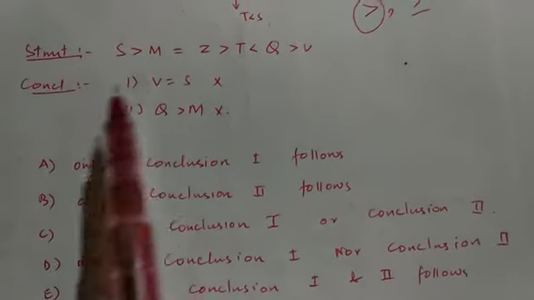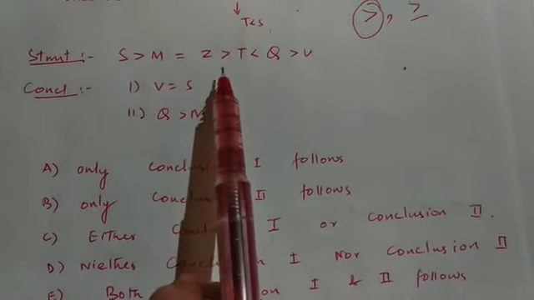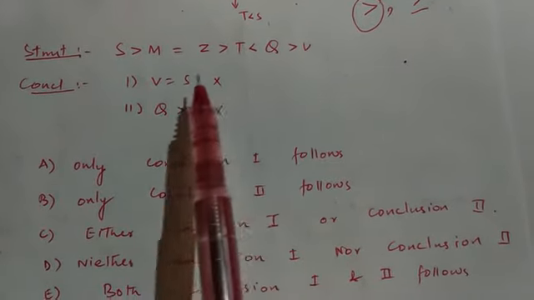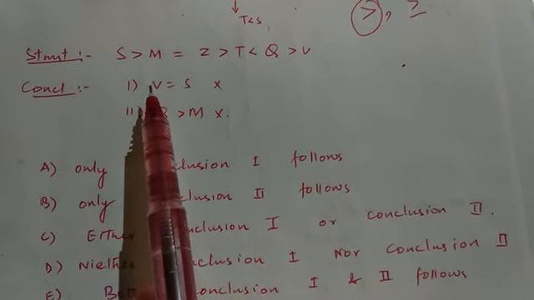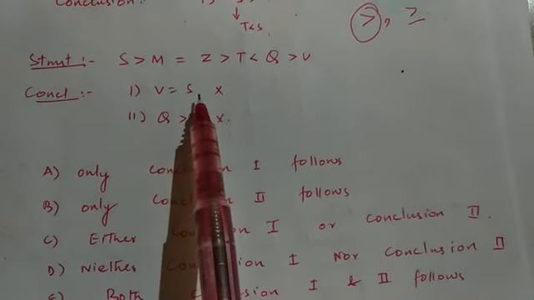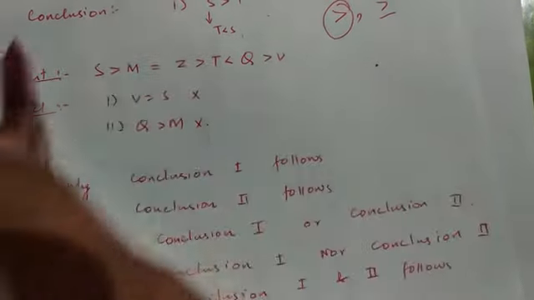Moving to our next question: S is greater than M, M is equal to Z, Z is greater than T, T is less than Q, Q is greater than V. Our conclusions are V is equal to S, Q is greater than M. So we will check our statement for our first conclusion, that's V is equal to S. V is here and S is here. So we have to move from right to left.